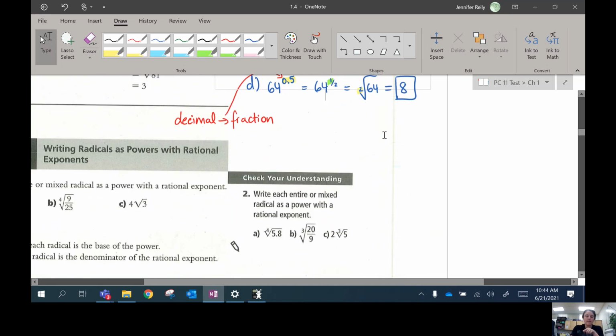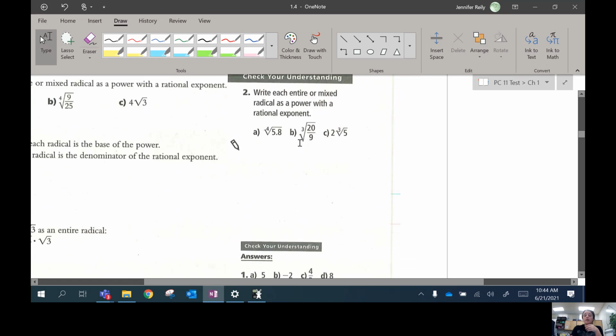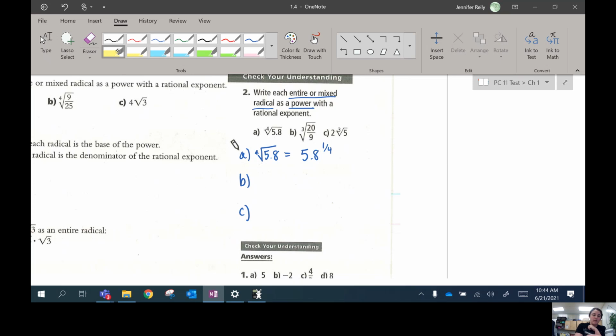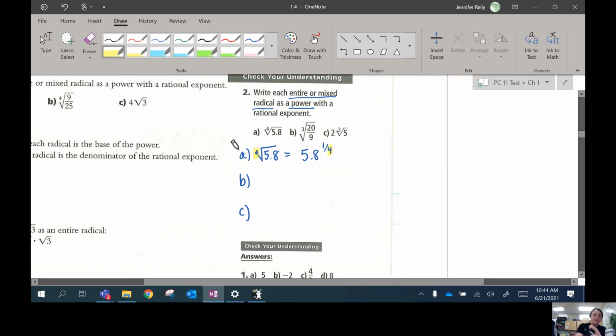We're going to practice going backwards now. If you're given a radical, you can also write it as a fractional power. So we're going to do that here. We're just going to do these 3. So the 4th root of 5.8, and it doesn't ask us to actually evaluate it. It just says write each entire or mixed radical as a power. And so that would be 5.8 to the power of 1/4. So notice the 4 matches the 4. And again, we don't have to evaluate. The question doesn't ask us to. It would be an irrational number, so it would be a decimal.